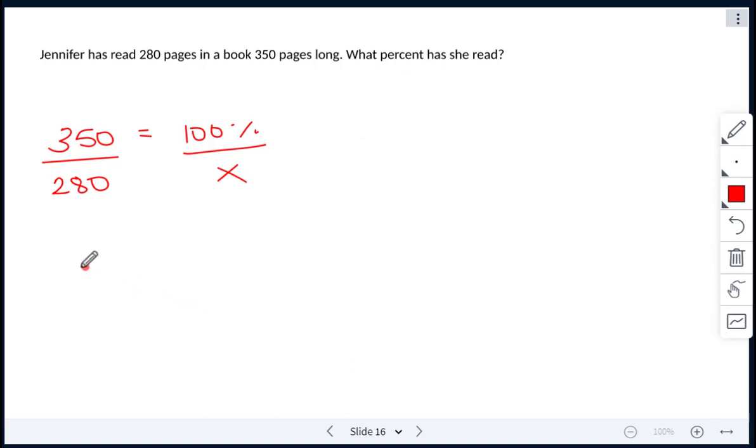To solve this, cross multiplication: multiply the two numbers diagonal from each other. So 280 times 100, and then we will divide by 350. Put that into your calculator and we get 80%. So she has read 80% of the book.